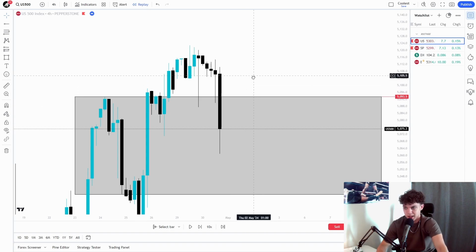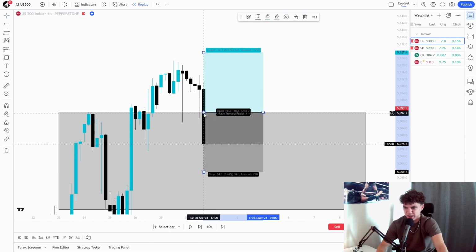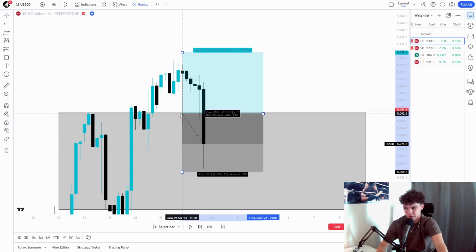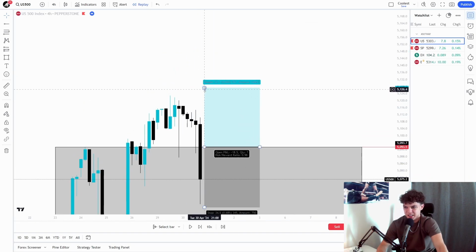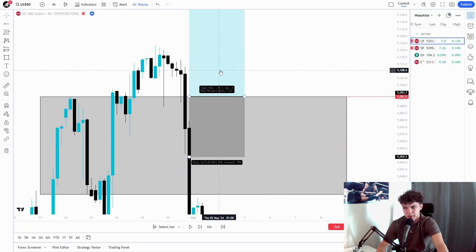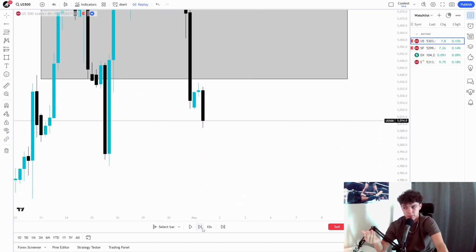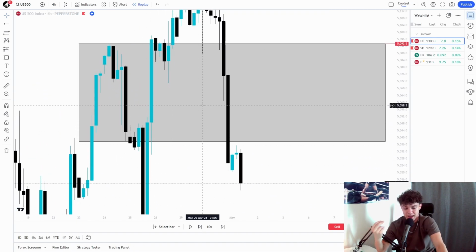Here's the order block. What do they do? When it gets hit, for example here or here, they immediately enter, and then they wonder why they get stopped out. The reason you get stopped out is because once the order block gets hit, you need to see more confirmation. For example, this was a daily bullish order block, which has a lot of power.